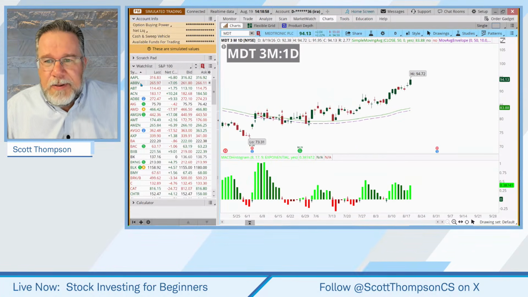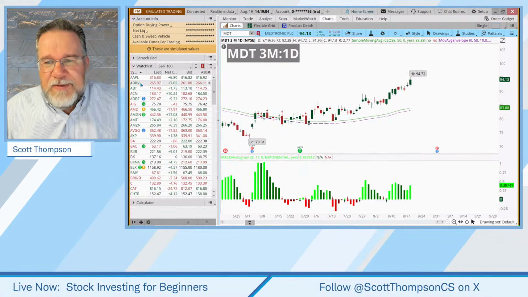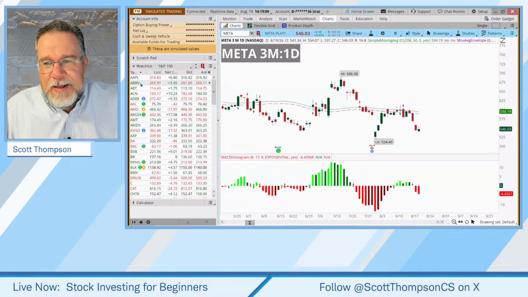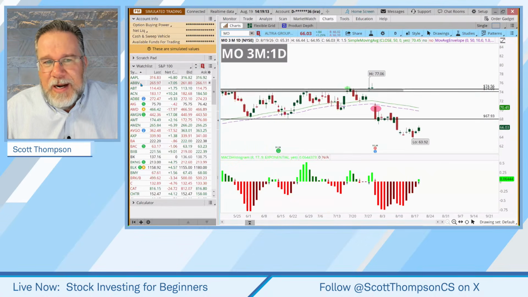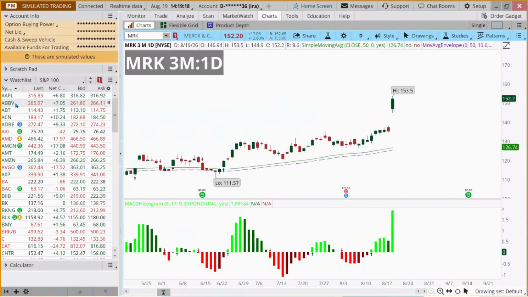MDT, moving average rising, new highs today. MACD was green about 7, 8 days ago. So that is a valid buy signal, just a little bit old. MET. MACD's red, we're done. Meta, red. 3M, red. Green arrow on Altria Group, but price is below the moving average, done.